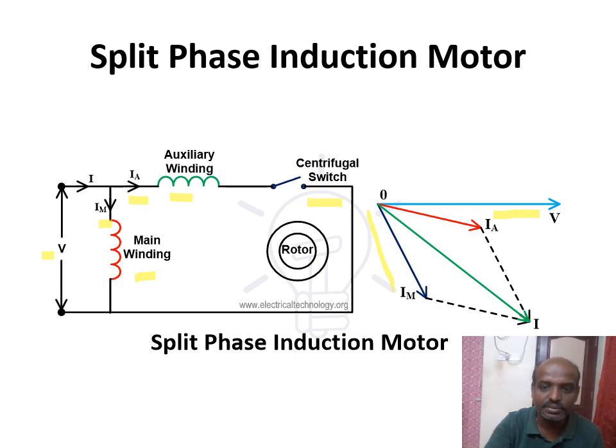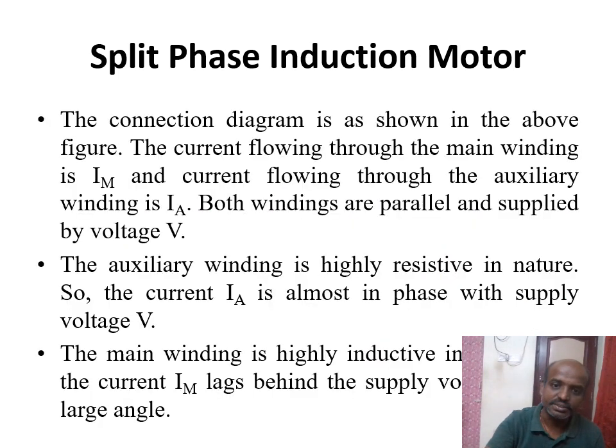So adding these two currents, we get a resultant current. That is what is mentioned here. As we told, IM is the current flowing through the main winding, and IA is the current flowing through the auxiliary winding.